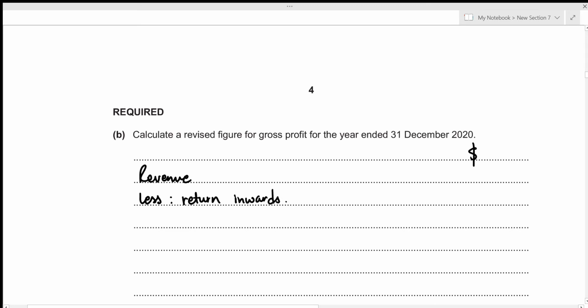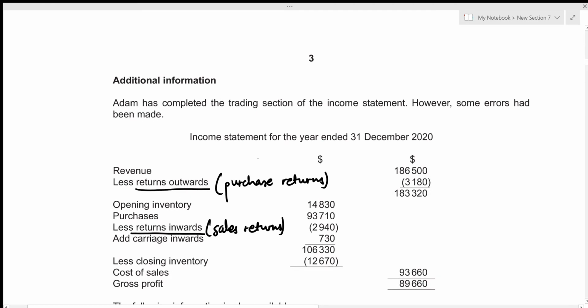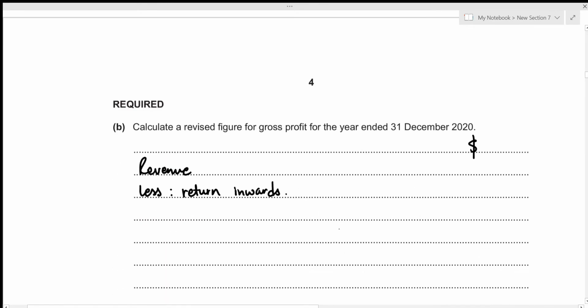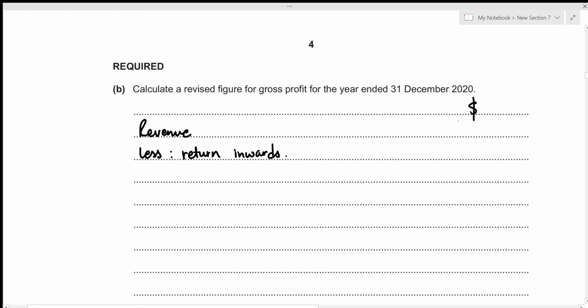Let's look for these values in the given information. So revenue has a value of 186,500, whereas return inwards has a value of 2,940. Let's substitute these. For revenue, that was 186,500. For return inwards, that was 2,940. Let's subtract this value and we will get 183,560.